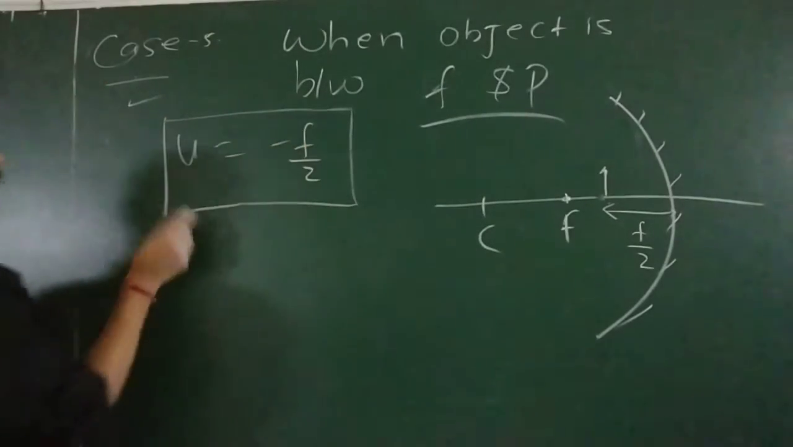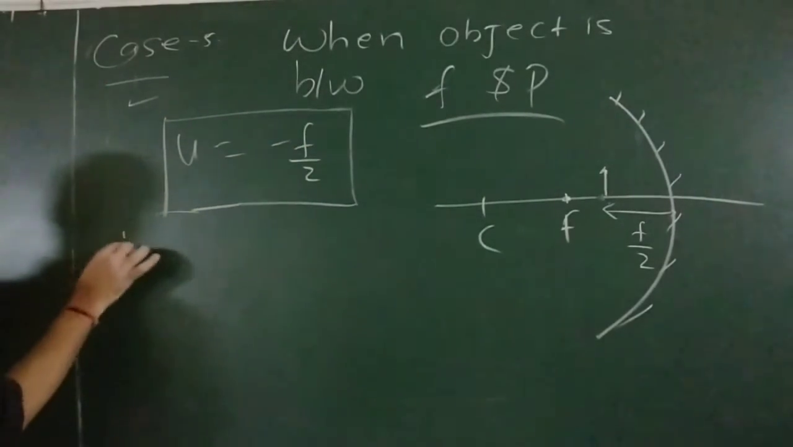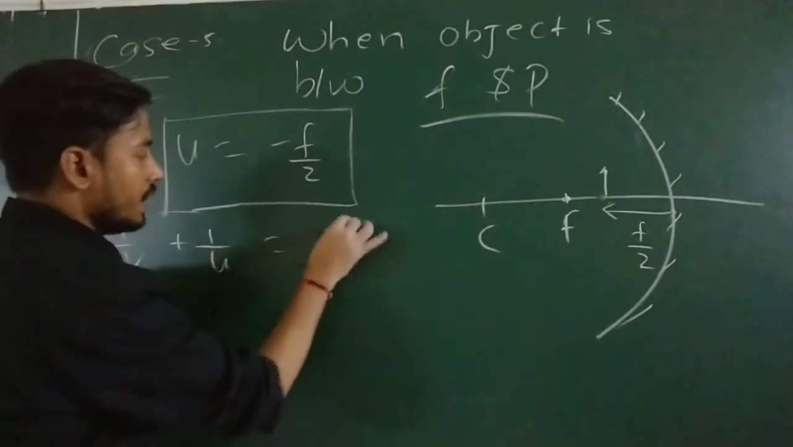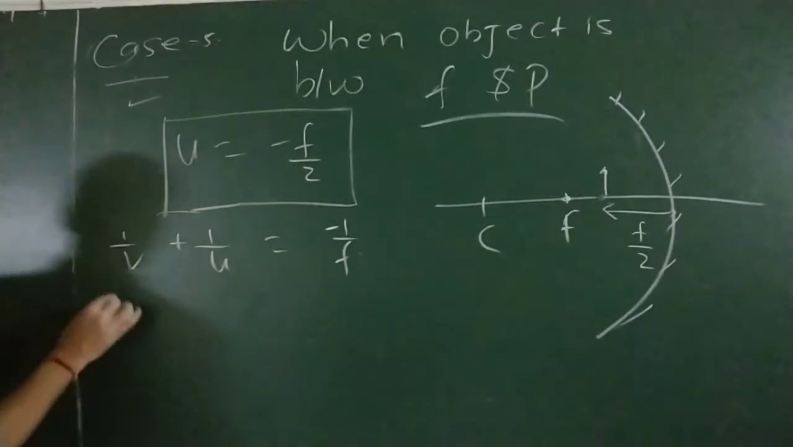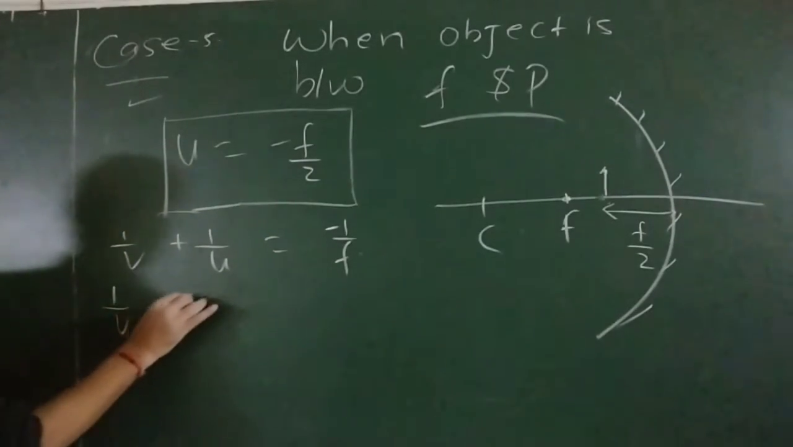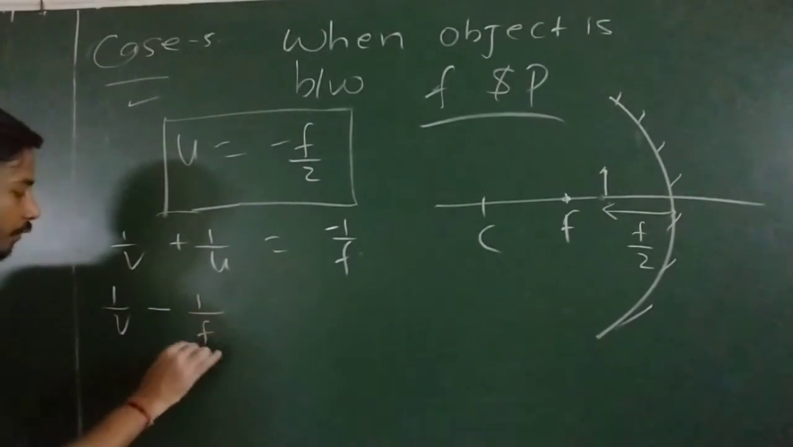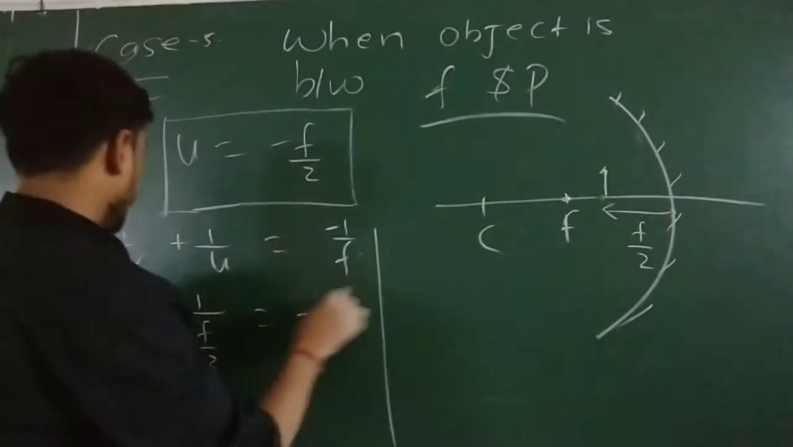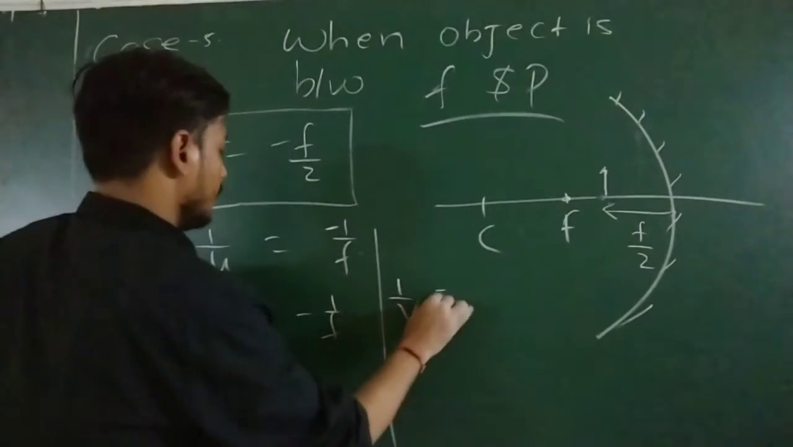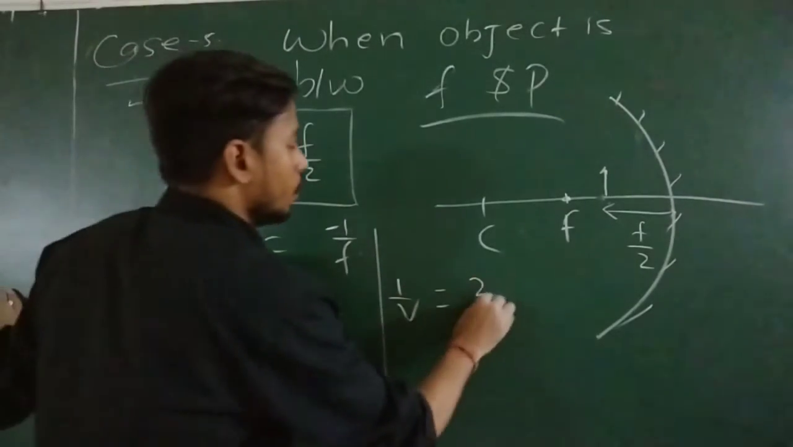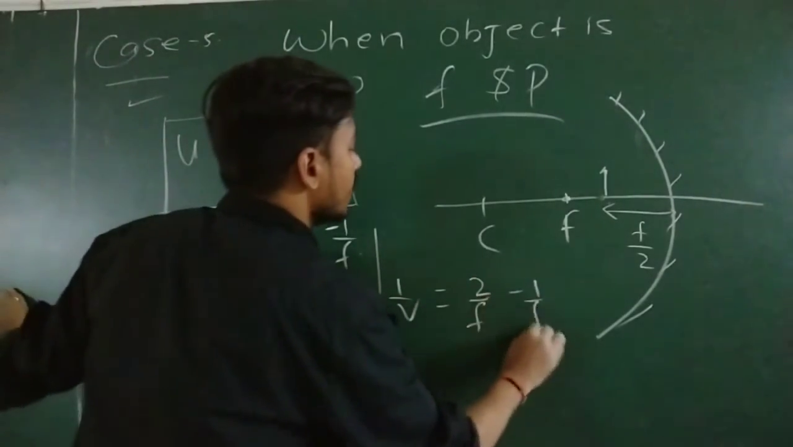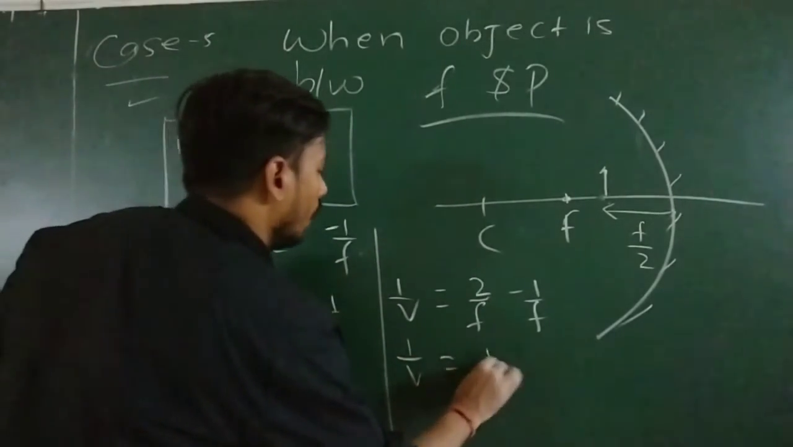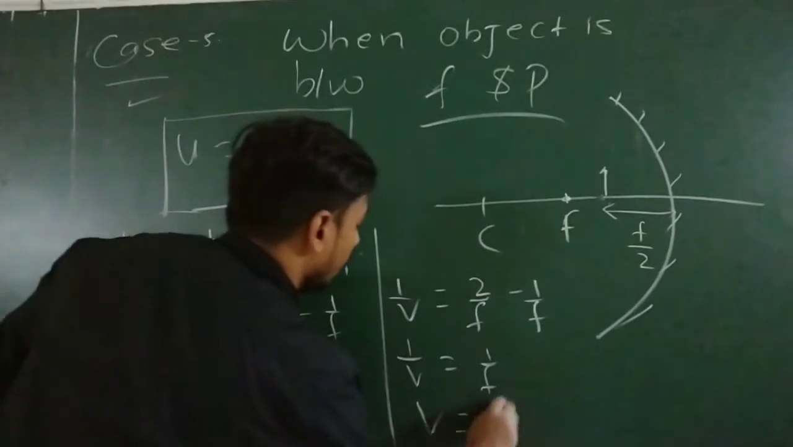Yes. So find v. 1 by v plus 1 by u is equal to what? 1 by f, minus f because it is a concave mirror. So 1 by v minus 1 by (f by 2) is equal to minus 1 by f. See there, it is coming 1 by v is equal to, this will go this side, 2 by f minus 1 by f. So it is coming 1 by v is equal to 1 by f. So v is equal to f.